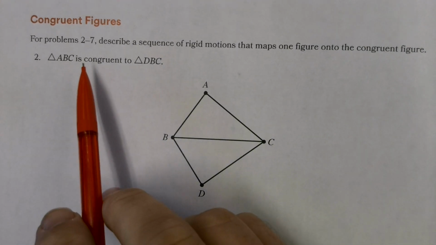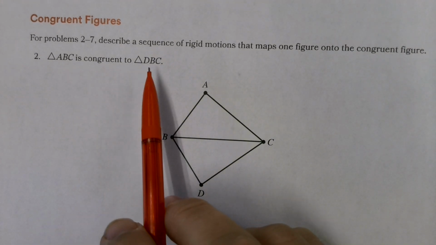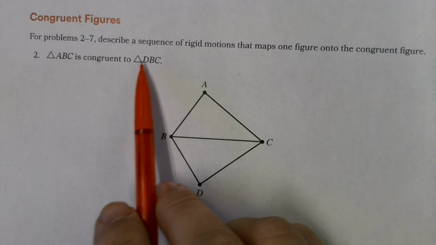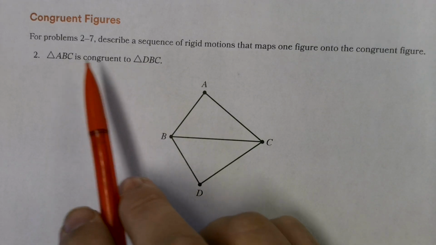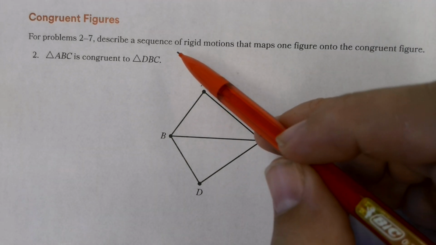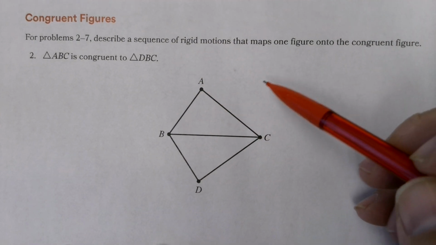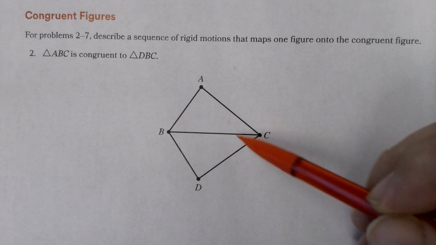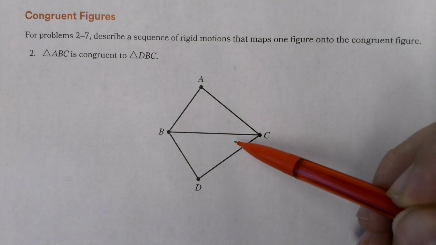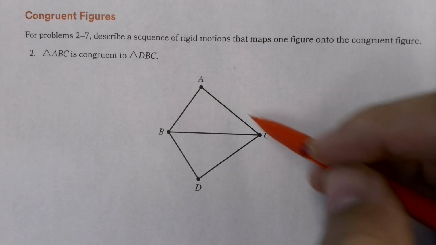Okay? This is telling me that these are the same. Okay? That would mean that A matches up with D, B and B, C and C. Okay? So how could we get a sequence of rigid motions? If I'm looking at this one, there's one that immediately comes to mind. Okay? And that would be a reflection.